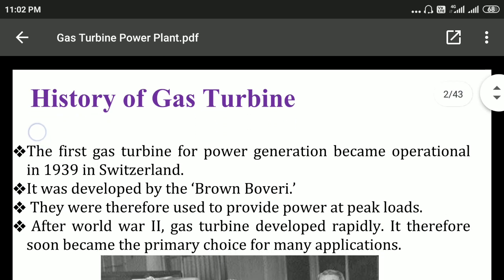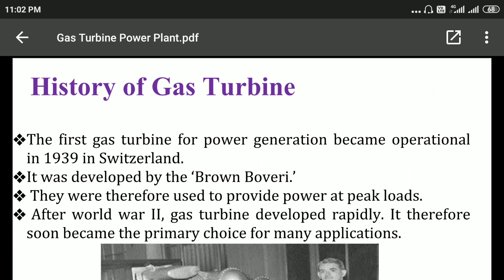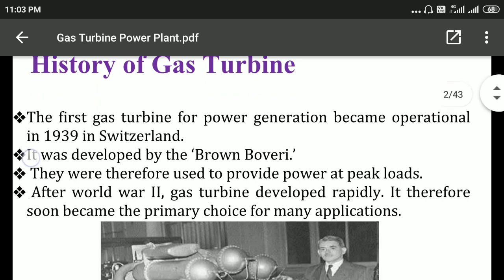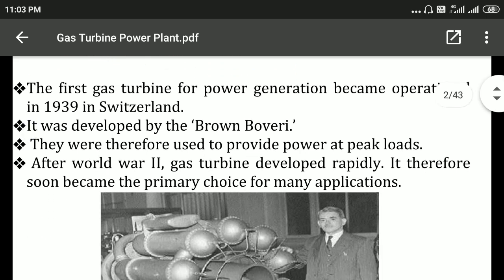The history of the gas turbine is that the first gas turbine became operational in 1939 in Switzerland. It was developed by Brown Boveri.